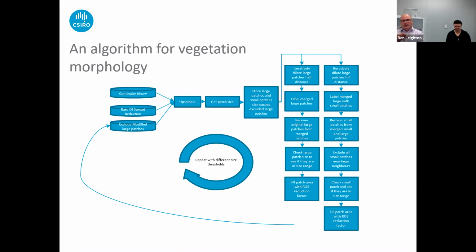And this feeds back again and again so that we can actually exclude patches where they themselves have had a rate of spread reduction from influencing their neighbours. So yeah, it's a fairly complex kind of process.